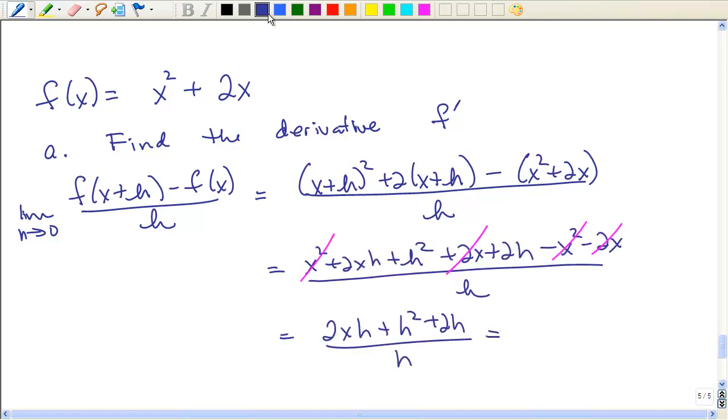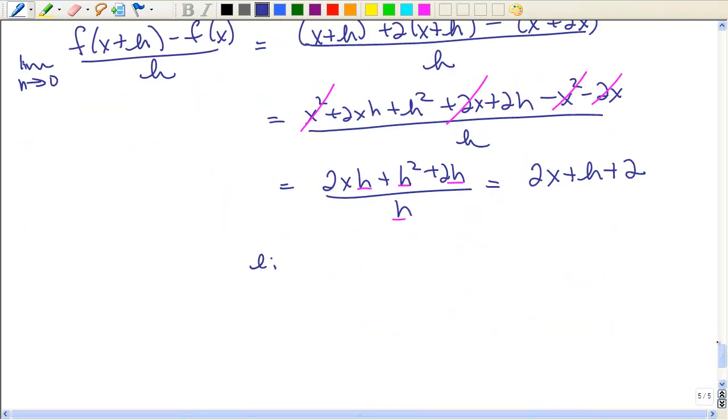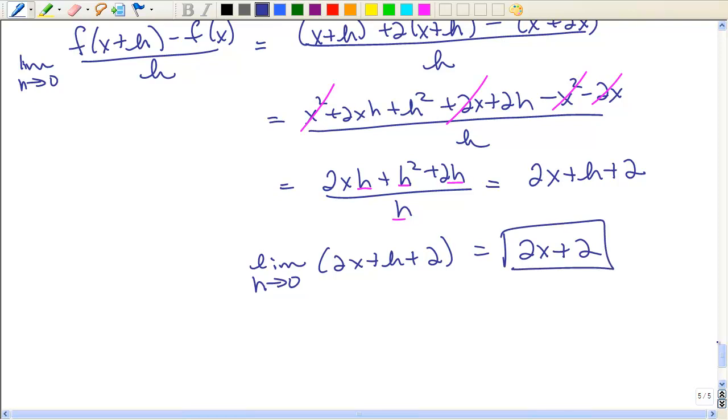And you're going to reduce. They all have an h, right? Here, here, here, and here, so I can cancel out an h. And now the last thing I want to do is take the limit as h approaches 0, and I would get 2x plus 2. So that is part A, to find the derivative.